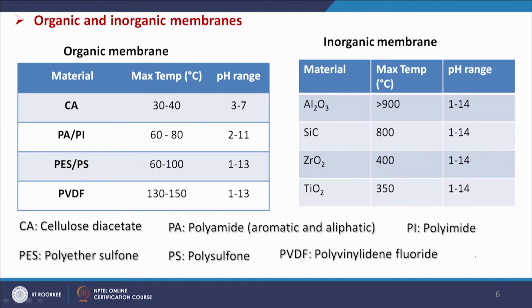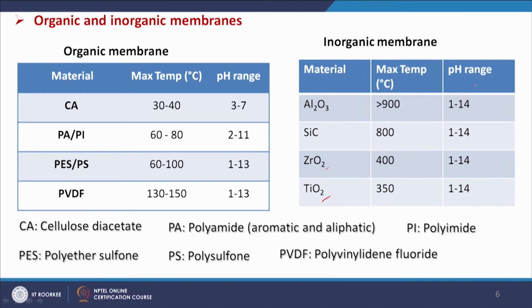So, some examples are given here, that is cellulose diacetate and PA, that is polyamide, aromatic and aliphatic, and PI polyamide, and PES polyether sulfone, PS polysulfone, PVDF, that is polyvinylidene fluoride, and here we see the maximum temperature range this can be used. And for inorganic membranes, that is Al2O3, silicon carbide, ZrO2, TiO2, we see the maximum temperature range is much more than these organic membranes, and these can be used for a wider pH range.